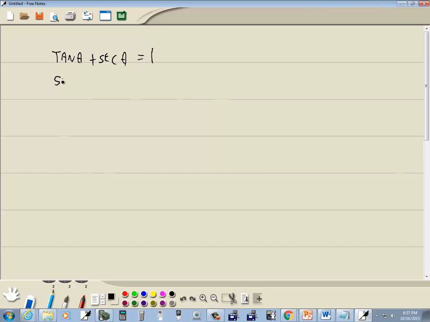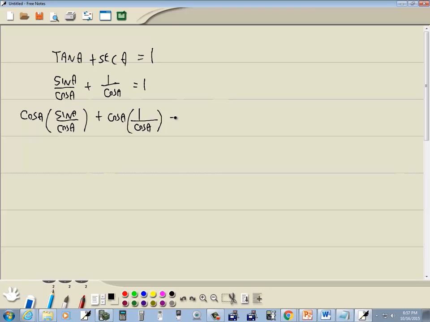So tangent is sine over cosine, and secant is 1 over cosine. Now we never want fractions, so we'll multiply everything by cosine. So we got cosine times sine over cosine, and we got cosine times 1 over cosine, and we got cosine times 1. Well, here our cosines cancel and here our cosines cancel. So we're left with sine theta plus 1 is equal to cosine theta.